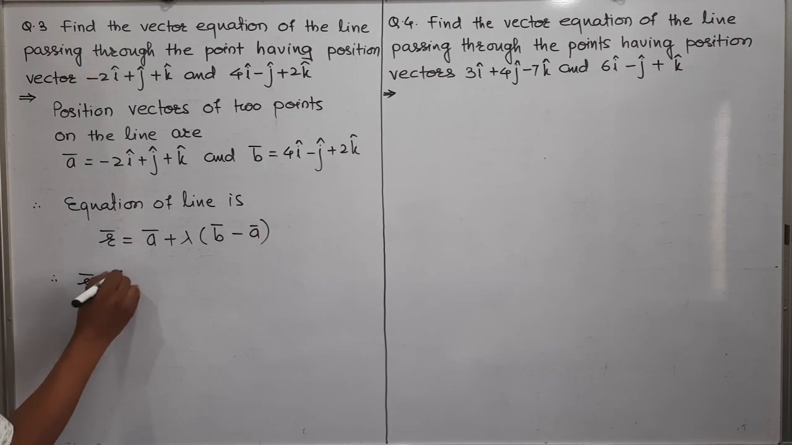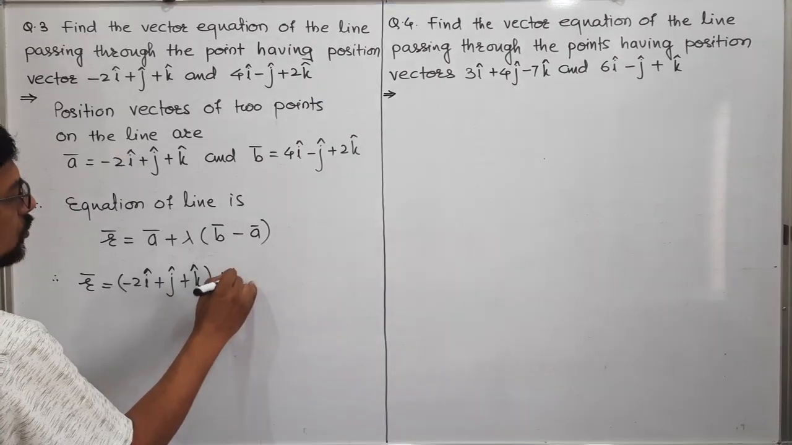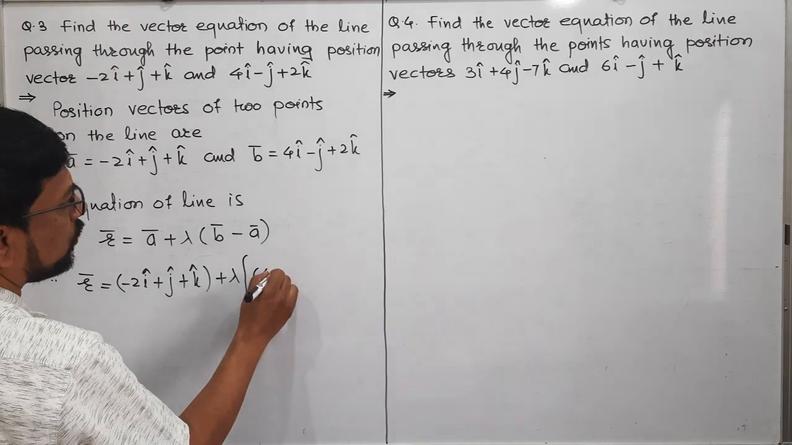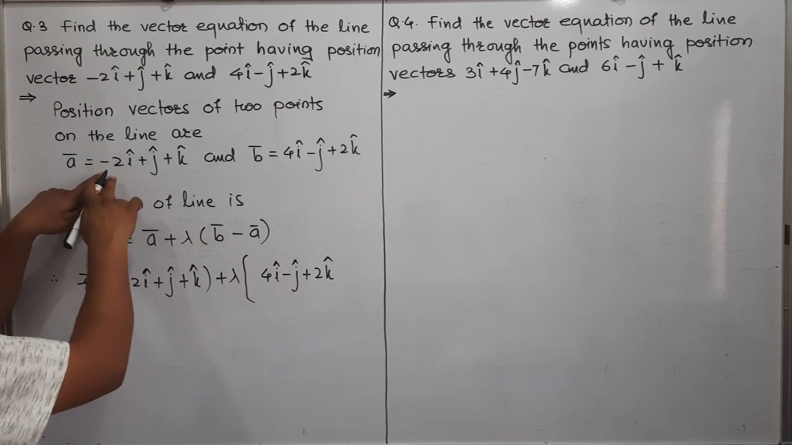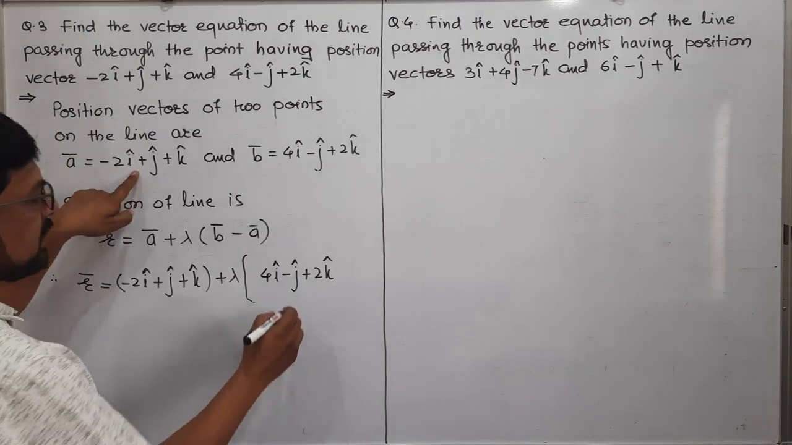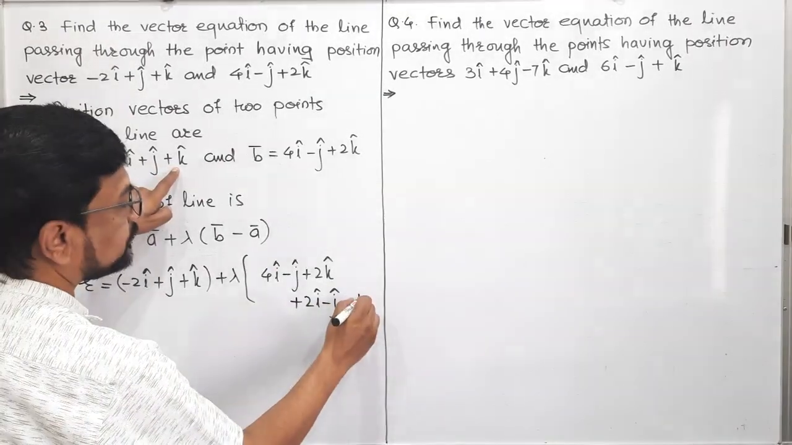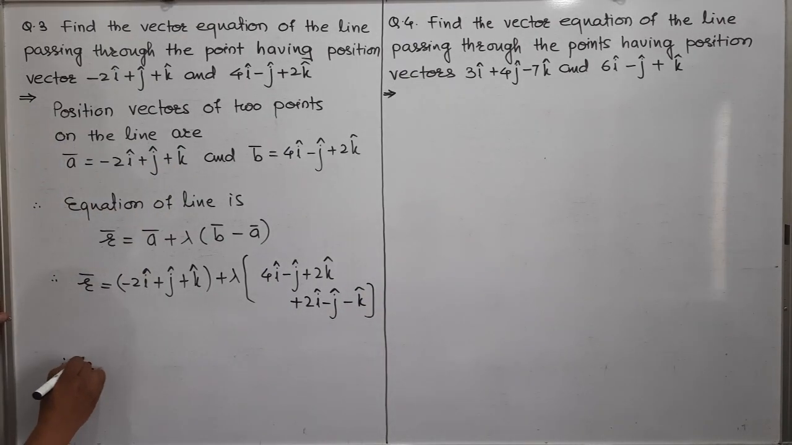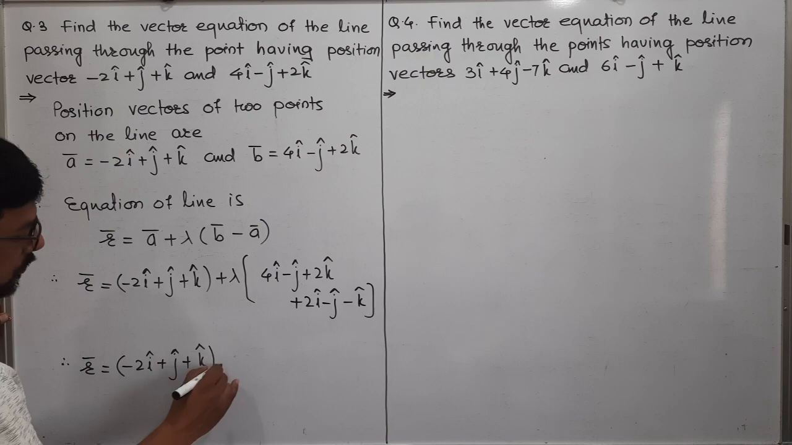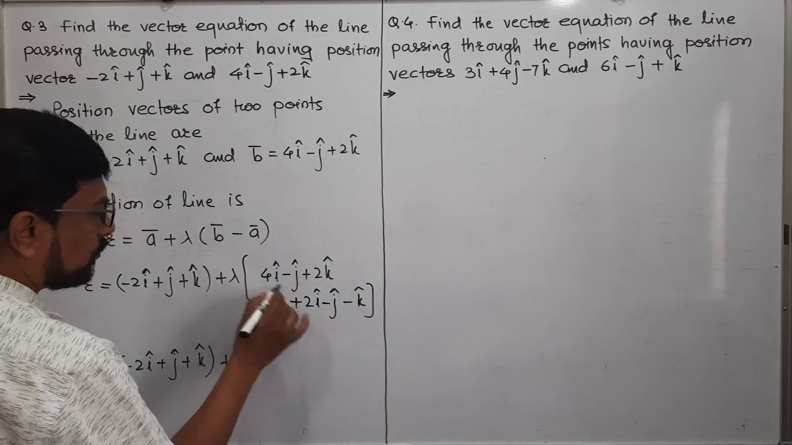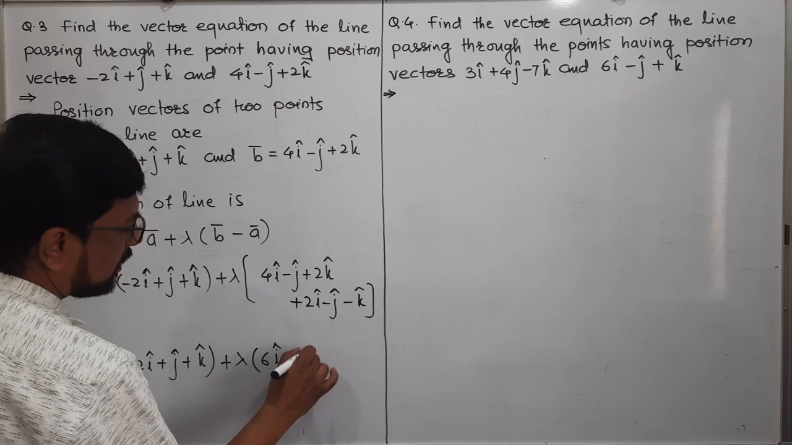Therefore R vector is equal to A vector, minus 2 I cap plus j cap plus k cap, plus lambda into bracket B vector is 4 I cap minus j cap plus 2k cap, and minus A vector means we are going to change the signs of all these terms. Minus A vector is plus 2 I cap minus j cap and minus k cap. Means R vector is equal to this minus 2 I cap plus j cap plus k cap plus lambda into 4i plus 2i is 6i, minus j minus 2j, and plus k cap.